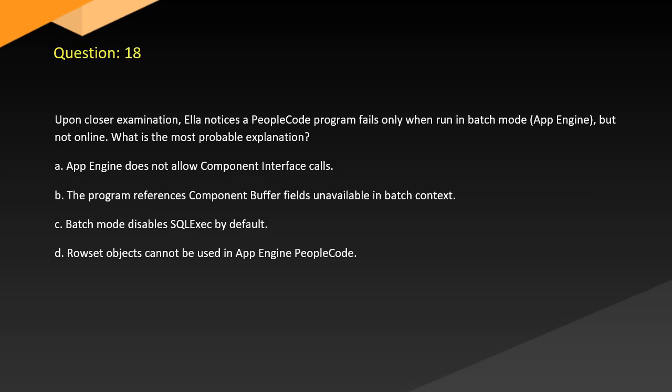Question 18. Upon closer examination, Ella notices a PeopleCode program fails only when run in batch mode App Engine, but not online. What is the most probable explanation? A. App Engine does not allow component interface calls. B. The program references component buffer fields unavailable in batch context. C. Batch mode disables SQLexec by default. D. Row set objects cannot be used in App Engine PeopleCode.